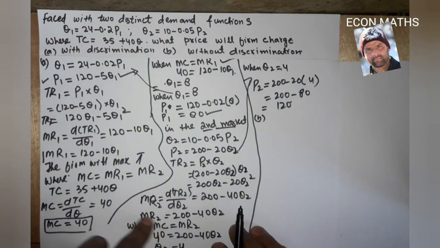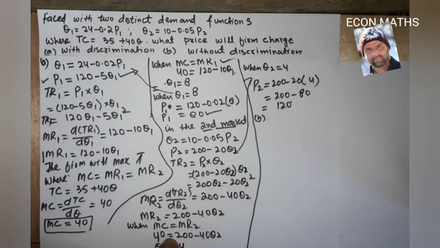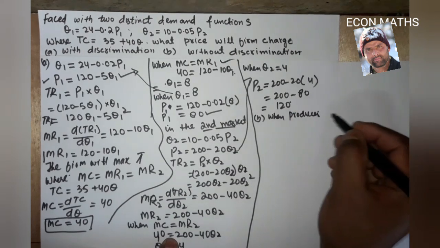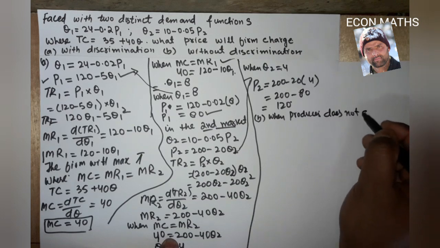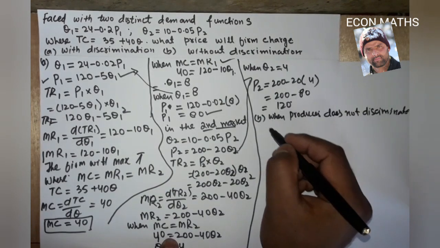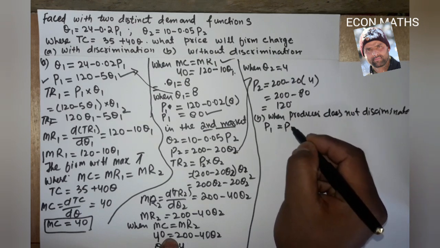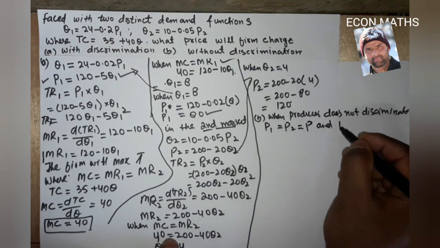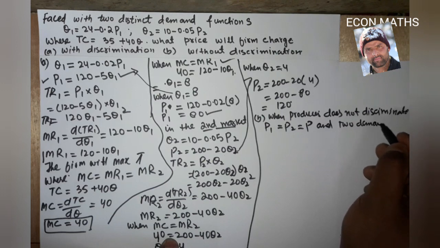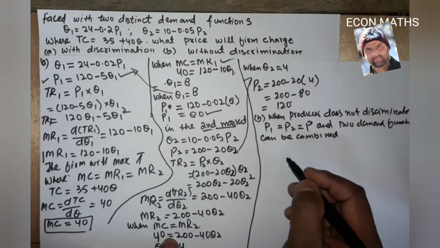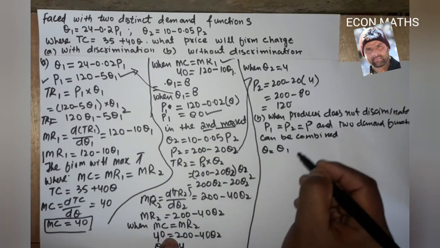Now when the firm does not discriminate, then P1 is equal to P2 is equal to P. When the producer does not discriminate, therefore P1 is equal to P2 is equal to P, and the two demand functions can be combined. That is, Q is equal to Q1 plus Q2.